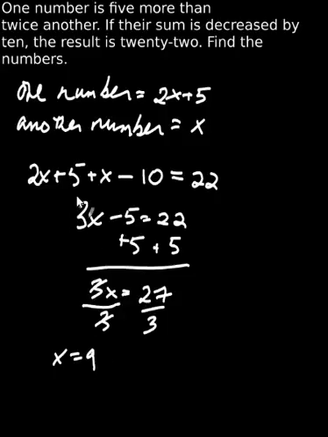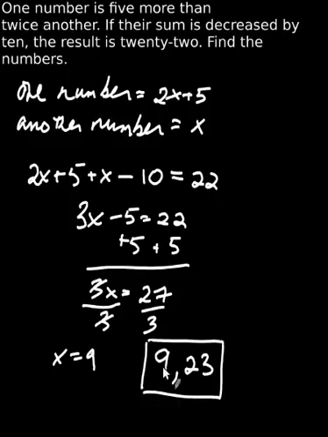And what is one number? Well, it's 2x, that is twice the x you just found. So 2 times 9, which is 18, plus 5, which is 23. And that's why the two numbers are 9, which is the first one, and 23. Those two numbers would satisfy the conditions of this problem.